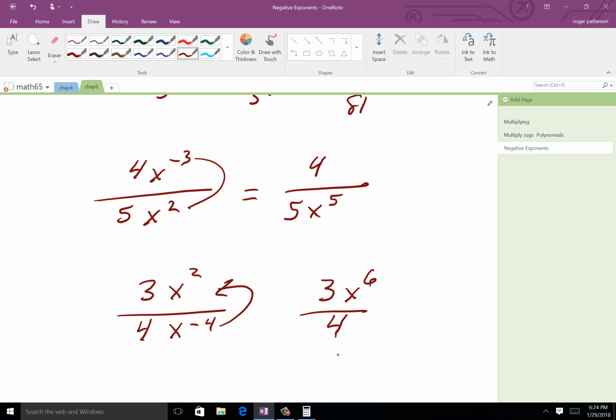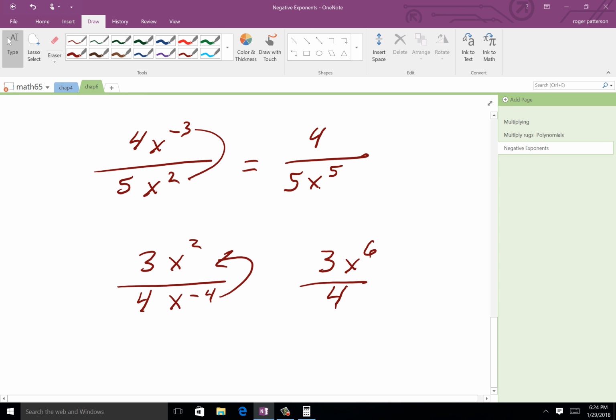So that negative exponent is sort of like a switch, I guess. If it's on the bottom, it's going to go to the top, and if it's on the top, it's going to go to the bottom. So it's kind of like a light switch, right? Something like that. You can think of it that way.